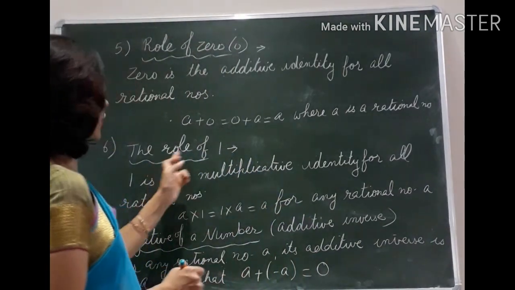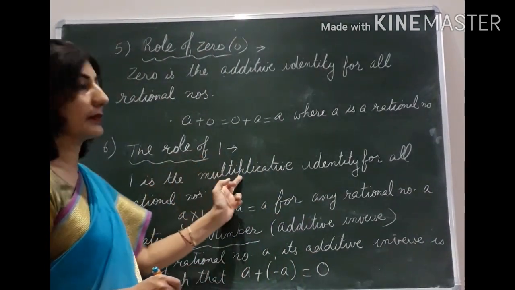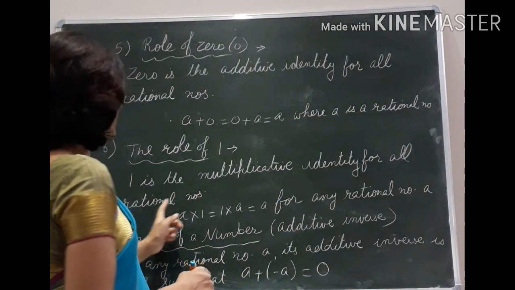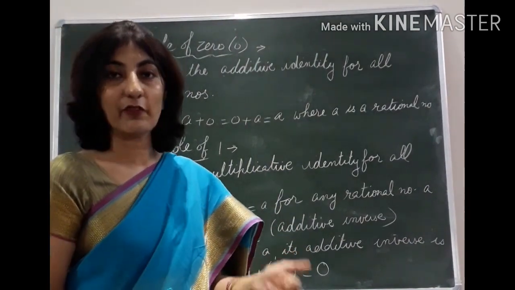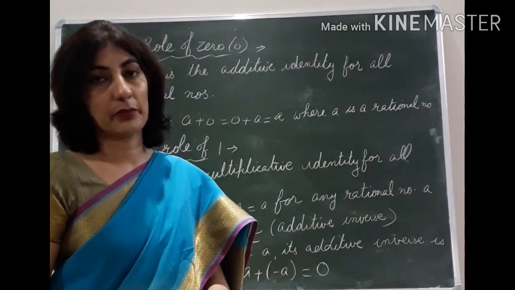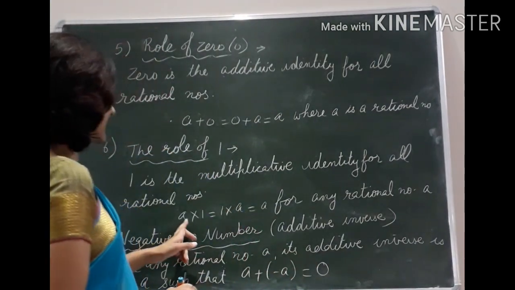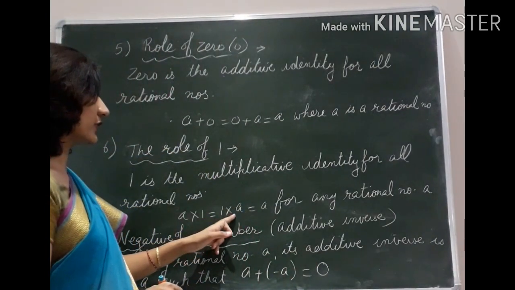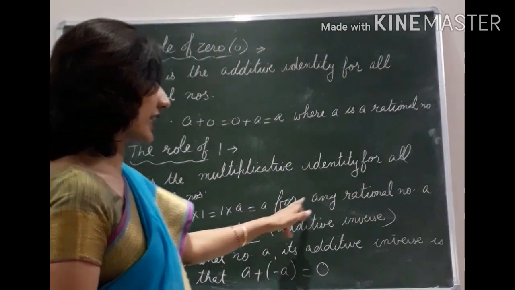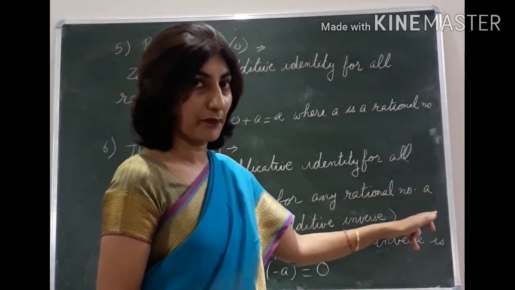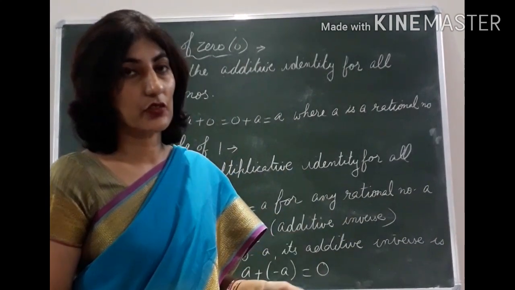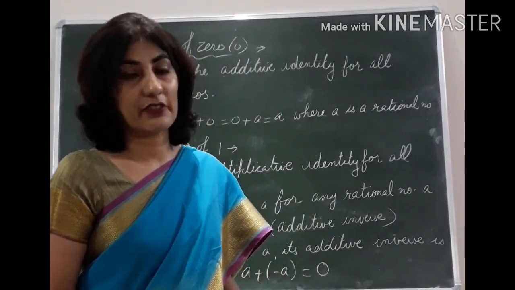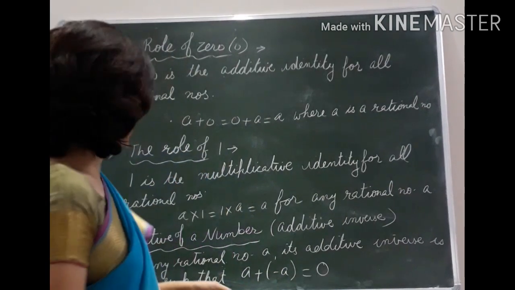Next is the role of 1. 1 is the multiplicative identity for all rational numbers. That means if I multiply a rational number by 1, I will get the rational number itself. So I will write a into 1 equals 1 into a equals a for any rational number a. So this 1 is the multiplicative identity for integers also. It is the multiplicative identity for rational numbers also.